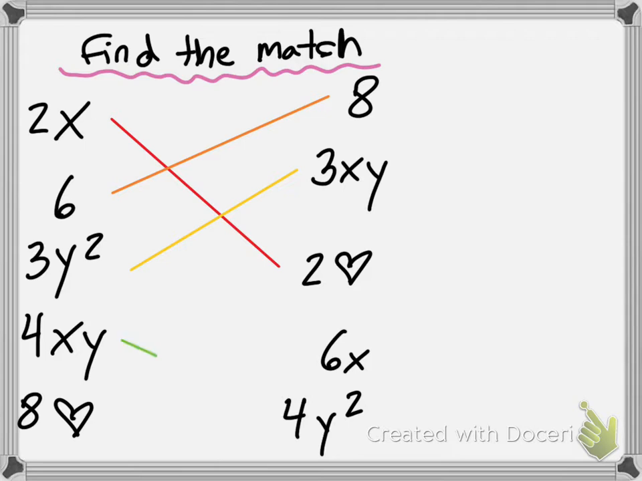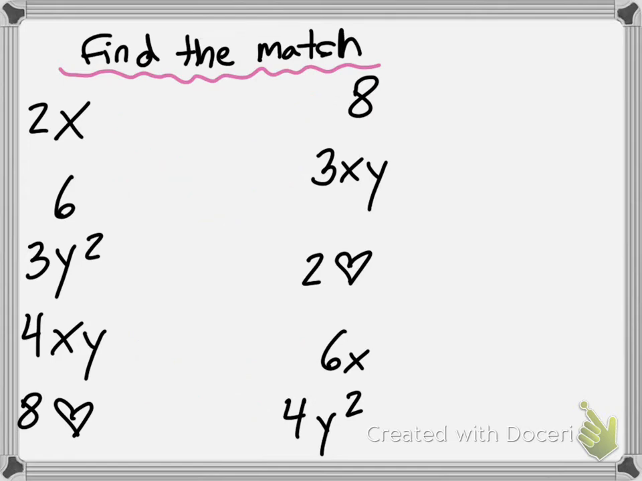4y squared. Let's see. Alex, what is the match to 8 heart? 6x. Yeah. Are you sure? Are we sure about this? I can tell you here. We are not right about this. There's only one of these that is correct. So let's go back and let's fix some of these. And I know some of you guys got thrown off because you thought, oh, the other ones were already taken.